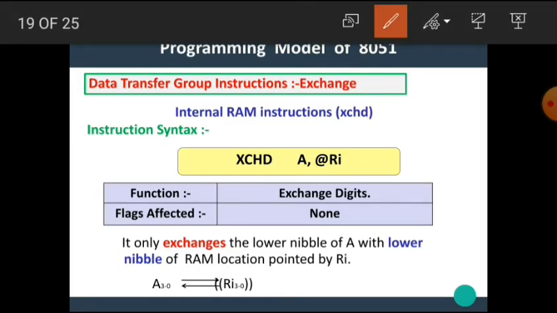The next instruction is XCHD A, @Ri. In XCHD, D stands for digits. Its function is to exchange digits. It only exchanges the lower nibble of the accumulator with the lower nibble of the RAM location pointed to by Ri. That means after execution of this instruction, only the lower nibble, or the lower 4 bits, get exchanged, while the upper 4 bits remain as they are.